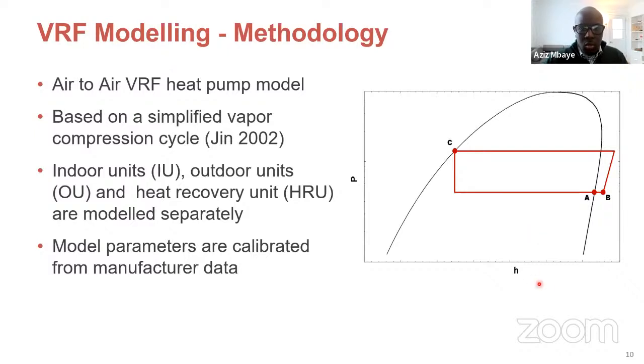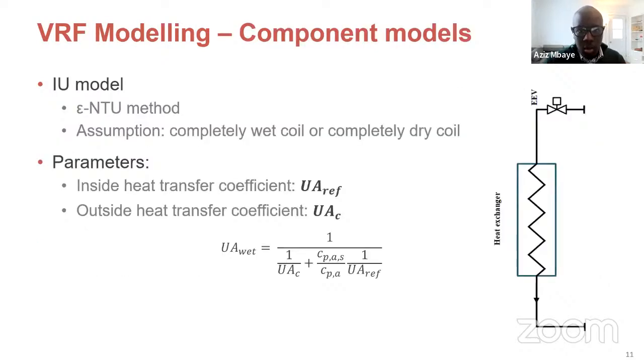And finally, to ensure the model flexibility, the indoor units, the outdoor units, as well as the heat recovery unit, will be modeled separately, and their parameters will be inferred from a calibration procedure using available manufacturer data. So first, we will go through the detail of the models, and then I will discuss the calibration procedure. And in the last part, we will look at some validation results of a VRF system.